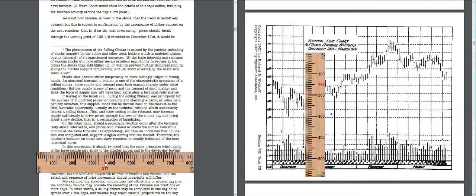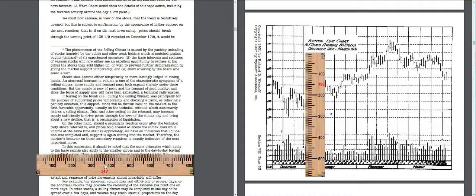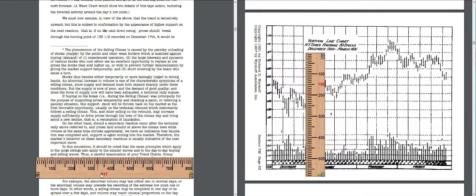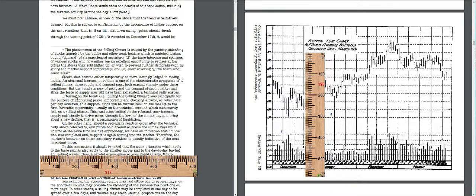it should be noted that the same principles which apply to the larger swings also apply to smaller moves and to the day-to-day buying and selling waves. It's very true. Because all what he's saying here, I've seen it plenty of times in the hourly chart, 5-minute chart. On the hourly, it just happens a lot. These are principles. And he's saying that, hey, look, this happens. The same principles happen, not just on the daily chart, on the large swings, but on the smaller moves, on the day-to-day buying and selling waves.